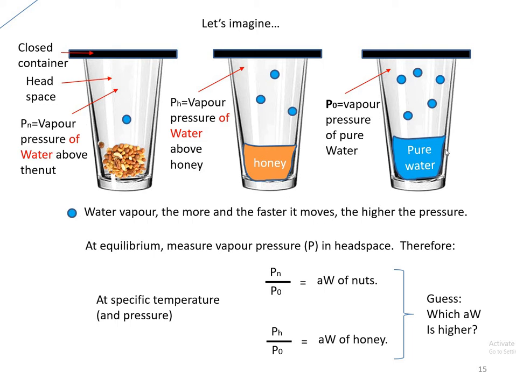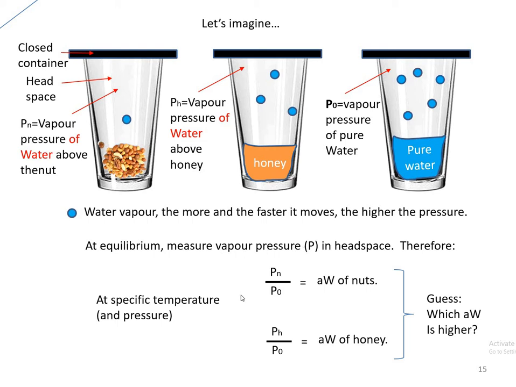Obviously you can guess that pure water will have higher vapor pressure because of the more water vapor it produces and the faster it moves. It's going up and down, it cannot escape, because the container is closed. So of course, we have to wait until equilibrium is achieved. Then only you measure the vapor pressure at the head space.